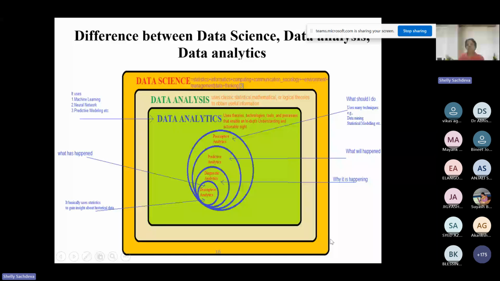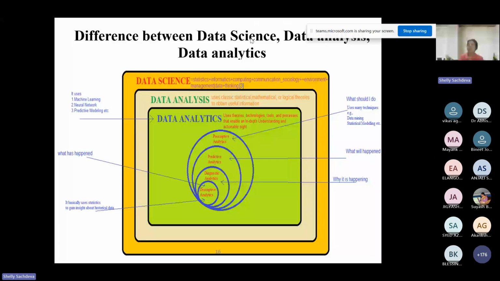Now, this is what it usually says: data science is equal to statistics plus informatics. This is just a conclusion of what data science, data analysis, and data analytics are. Statistics plus informatics plus computing plus communication plus sociology plus environment plus management, data and thinking is referred to as data science, right? And in data analysis, we usually use classical mathematical and logical things like machine learning, neural networks, and predictive modeling.